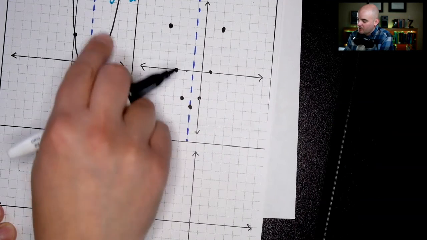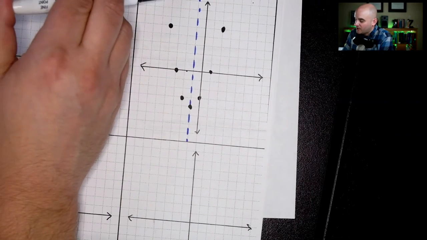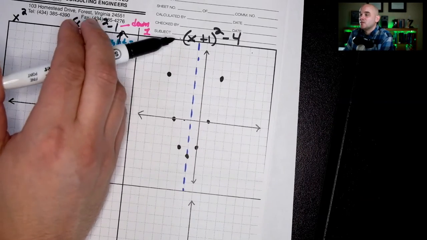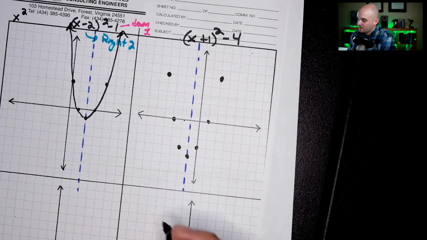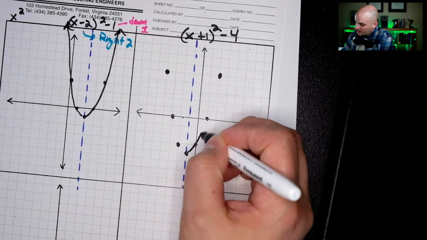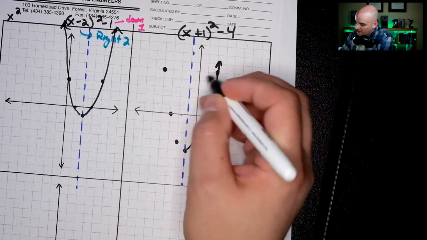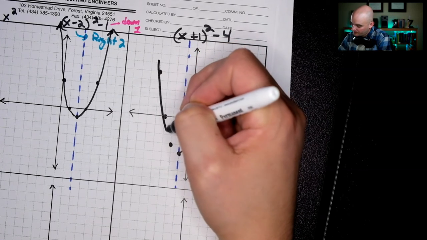Now it's not as easy when we have a number in front of that parentheses, which is going to be stretching it vertically or compressing it vertically. But if a is equal to 1 in that equation, it makes it nice and easy for us.